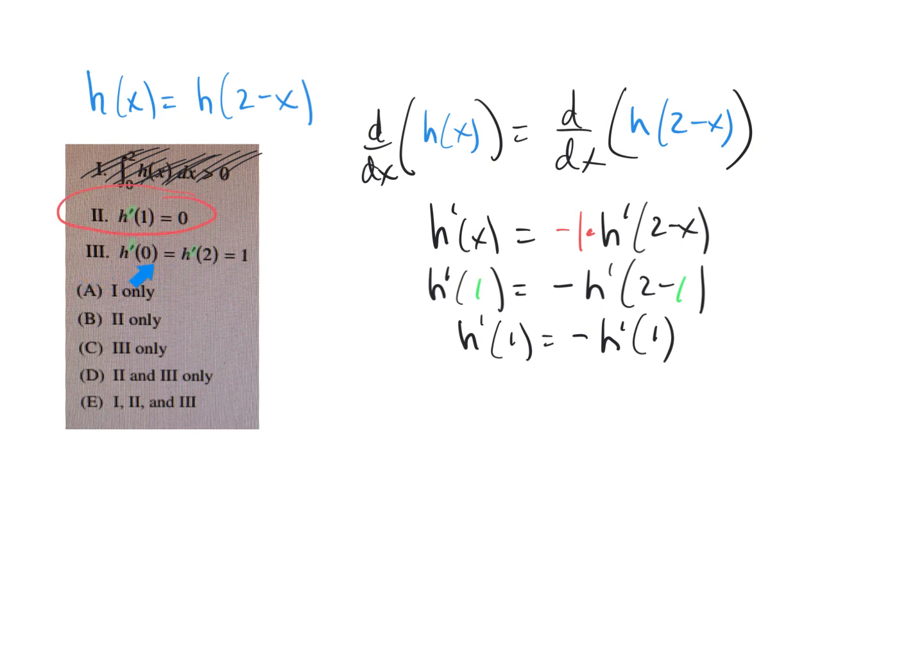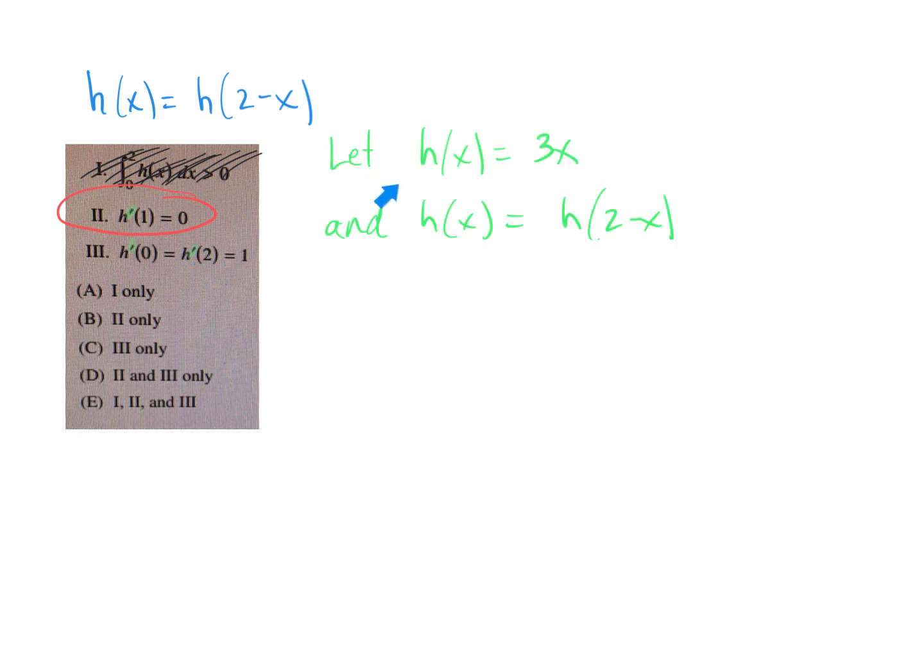Which brings us to 3. Does this have to be true? It's saying that h prime is equal to 1. It's saying that the slope of this h's graph is 1, both at x equals 0 and at x equals 2. Does the slope have to be 1 there for some reason? We can easily find a counterexample for Roman numeral 3.